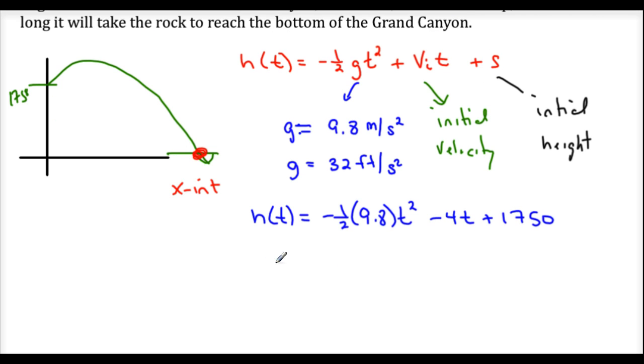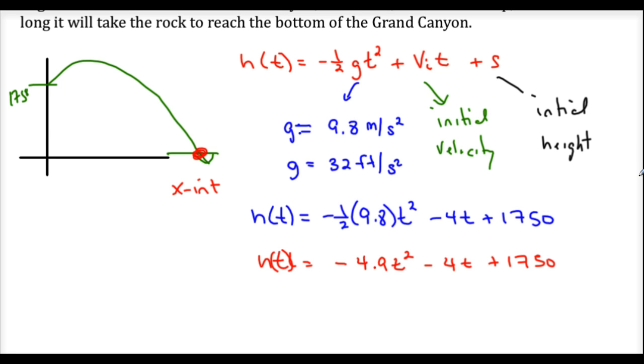Simplify this. H of t equals -1/2 times 9.8, which is what? So you get -4.9 t squared minus 4t plus 1750.